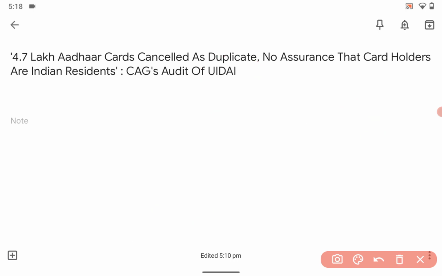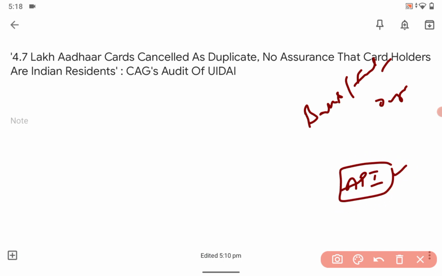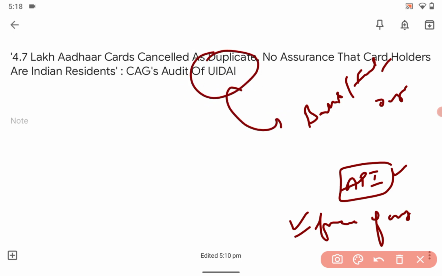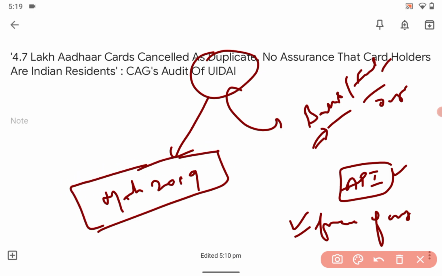Another thing: banks, financial companies and many other organizations are using the Aadhaar API, an application programming interface, free of cost. UIDAI was giving free authentication services to banks and others, so there was a loss of revenue. That's how it changed in March 2019. For any update in the Aadhaar, you have to pay a small amount of money, so there is a gain of revenue for the Government of India.